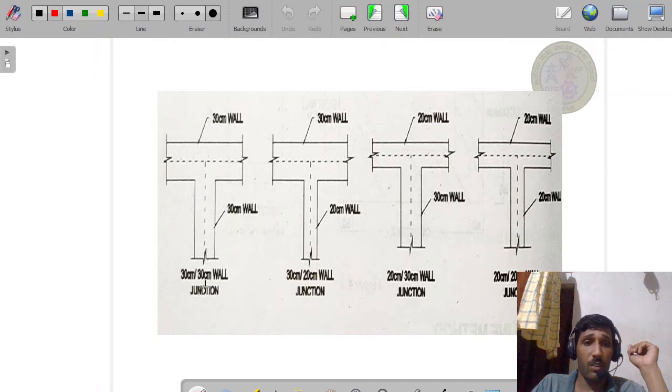See here how junctions are formed. This is a 30 centimeter wall, this is a 30 centimeter wall. Here one junction, a 30-30 junction. Here a 30 wall, here a 20 wall. There is one 30-20 junction. Here a 20 wall and a 30 wall, a 20-30 junction. Here a 20 wall, here also a 20 wall, a 20-20 junction.